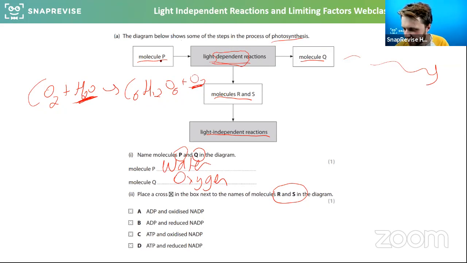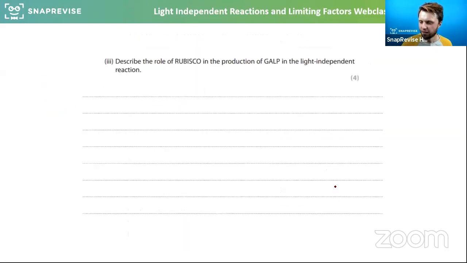It's got to be ATP, so it's not ADP. It can't be those two. It's got to be ATP, and reduced NADP, not oxidized. There you go, it's got to be that bottom one. So they are the two things that get made in this reaction. I think that one's not too bad. Let's give yourself some marks.